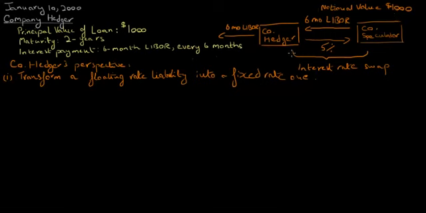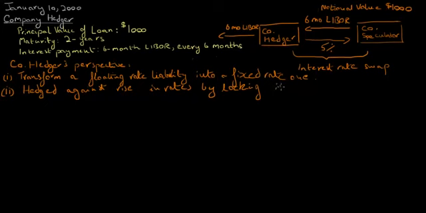So the net effect is that company hedger is only left with a fixed rate liability with rate of interest equal to 5%. As a consequence, company hedger has now successfully hedged itself against rise in rates by locking in a rate of 5%.